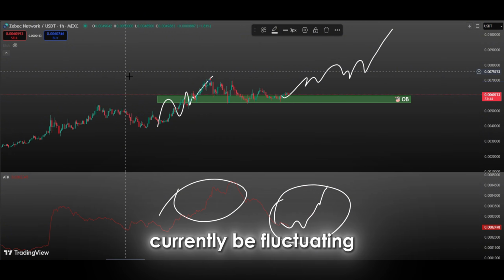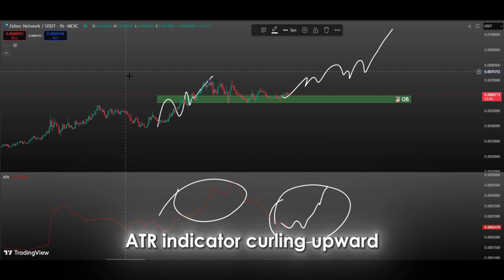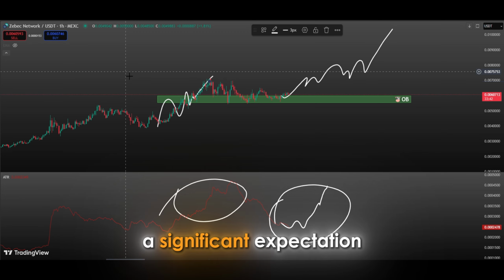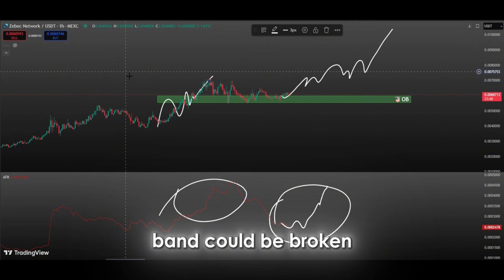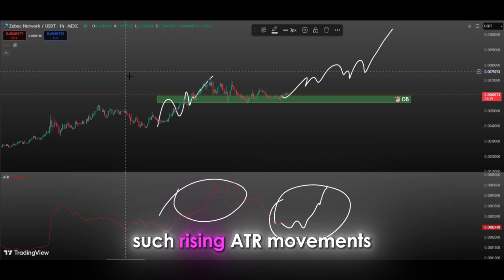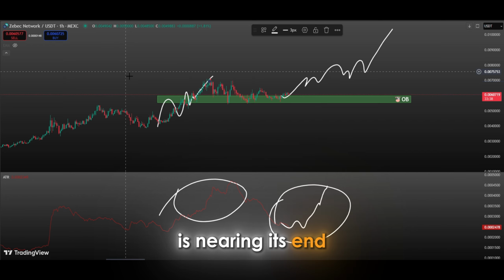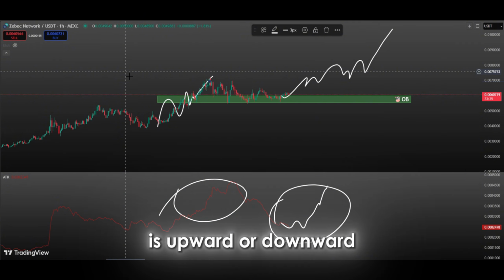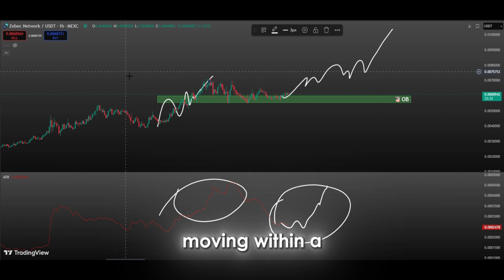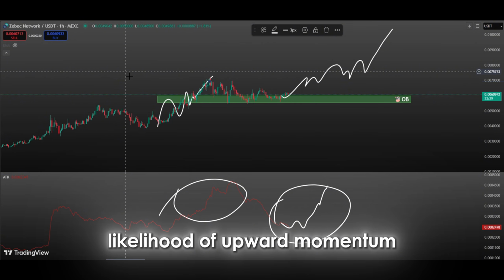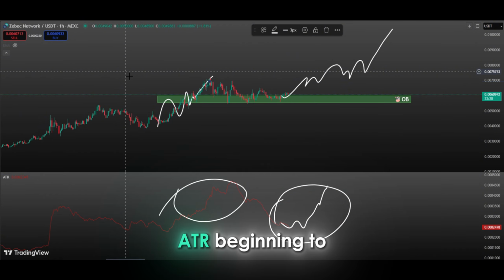The price may currently be fluctuating within a certain range, but with the ATR indicator curling upward, a significant expectation is forming that this narrow band could be broken. Such rising ATR movements often indicate that a consolidation phase is nearing its end and that the price is preparing to begin a new trend. Whether the trend is upward or downward, increasing ATR values tell us this: the price is about to start moving within a wider range. On the current chart, while the technical signals suggest a stronger likelihood of upward momentum in price action, ATR beginning to support this direction emerges as a positive development that should be closely monitored.